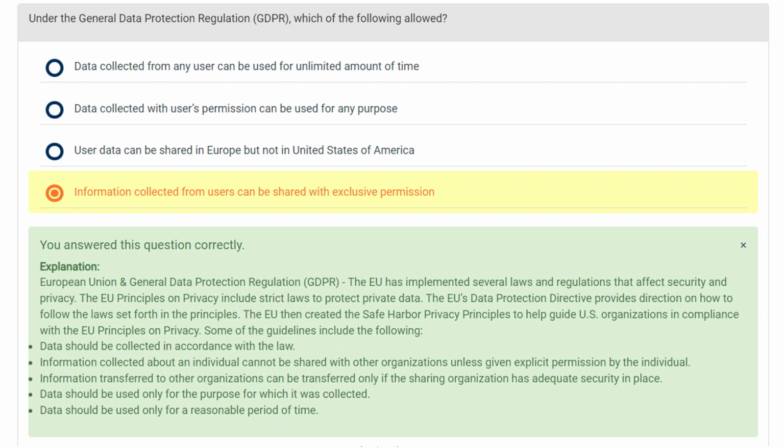3. Information transferred to other organizations can be transferred only if the sharing organization has adequate security in place. 4. Data should be used only for the purpose for which it was collected. And 5. Data should be used only for a reasonable period of time.